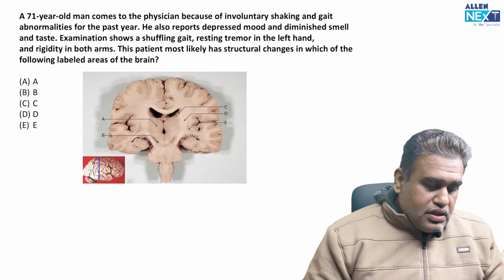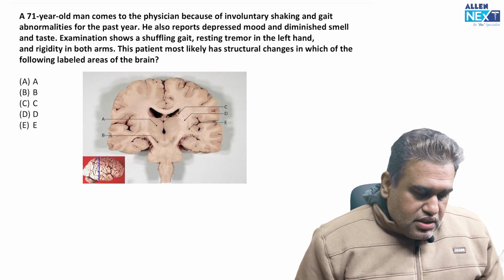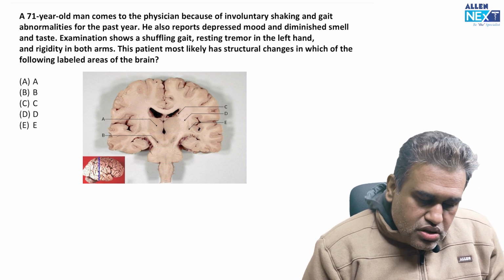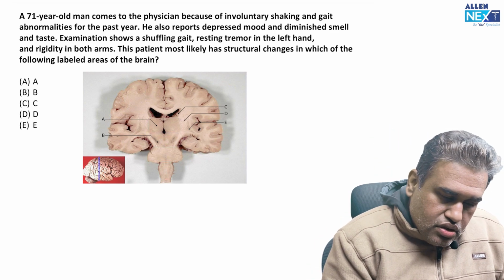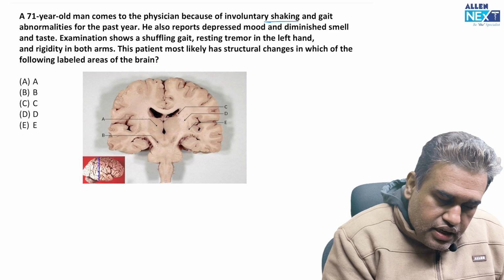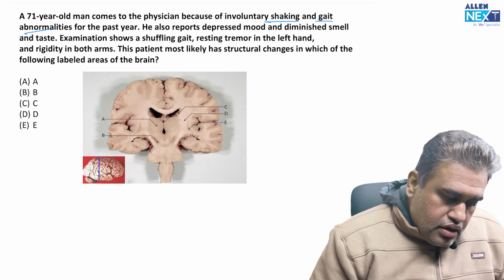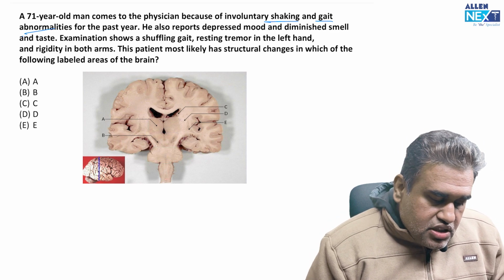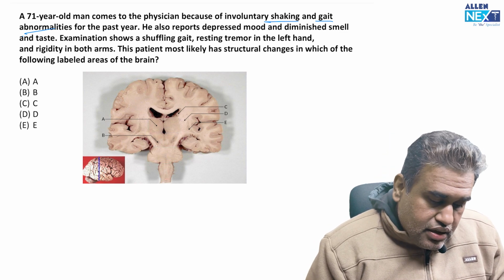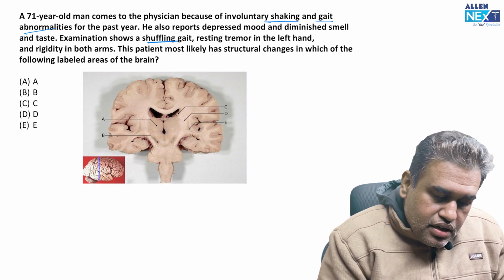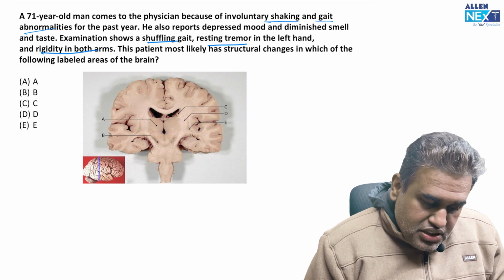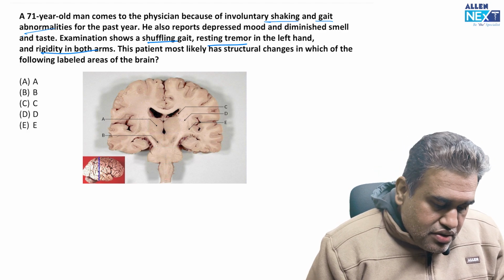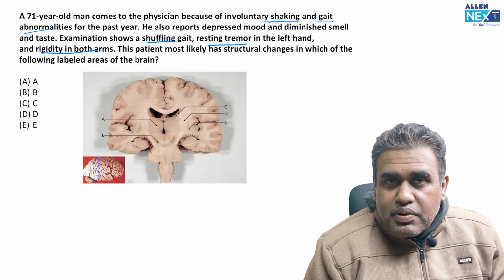So here's a quick image-based question. The question says a 71-year-old man comes to the physician because of involuntary shaking and gait abnormalities for the past year, right? So the problem over here is shaking and gait abnormalities. He also reports depressed mood and diminished smell and taste. Examination shows a shuffling gait, resting tremor in left hand and rigidity in both arms. The patient most likely has structural changes in which of the following labeled areas of the brain, right?